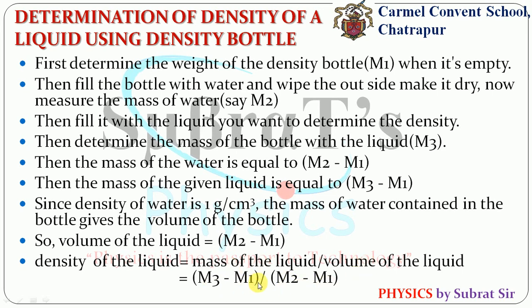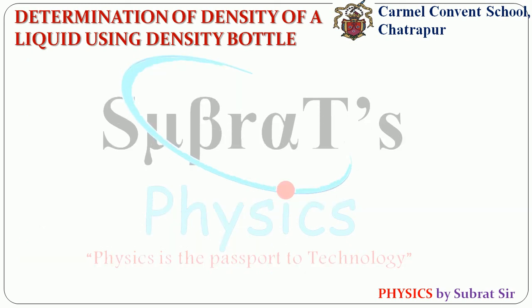By using this formula we can find the density of any liquid using the density bottle. So the mass can be calculated by using the density bottle, and the volume can also be calculated by using the density bottle only. Then we will see one example here.